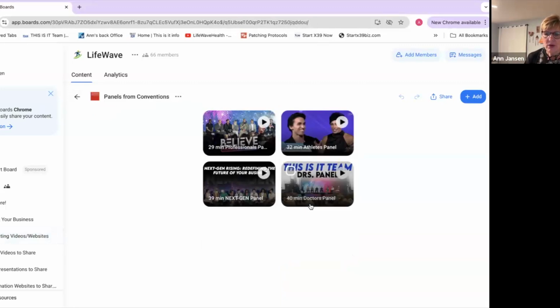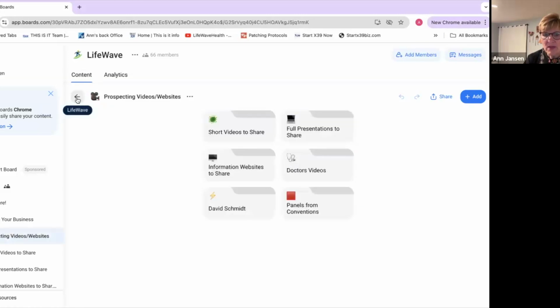These 4 panels here are from conventions that Steve and Gina have had. This is a professional one, meaning lawyers, real estate agents, people in different professions who are also doing network marketing, and why. Renita and Bo Brandon here are doing a panel with athletes. Here's the next generation, which would be people like 20 to 40. So if you're going to be talking to somebody that age, you might want to watch this. And then the doctors panel, which has some of those little short videos that I have. I got them from here. But again, send somebody else these panels. And I will add more panels as they come up.